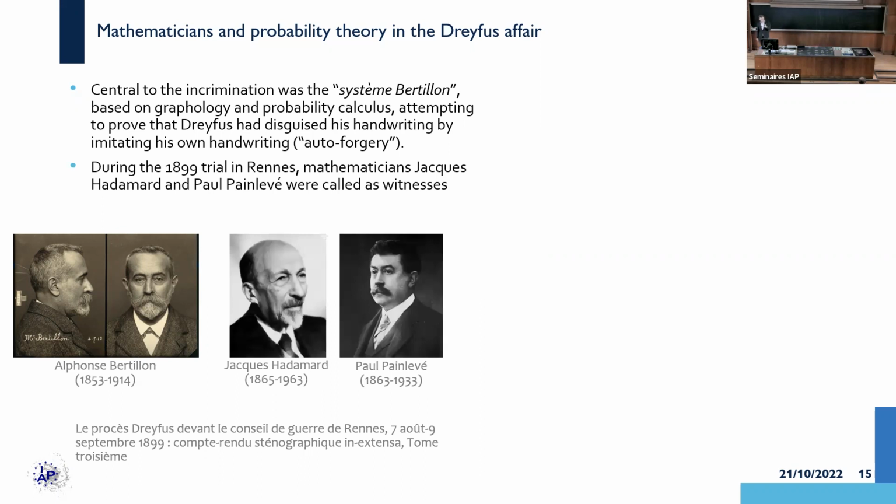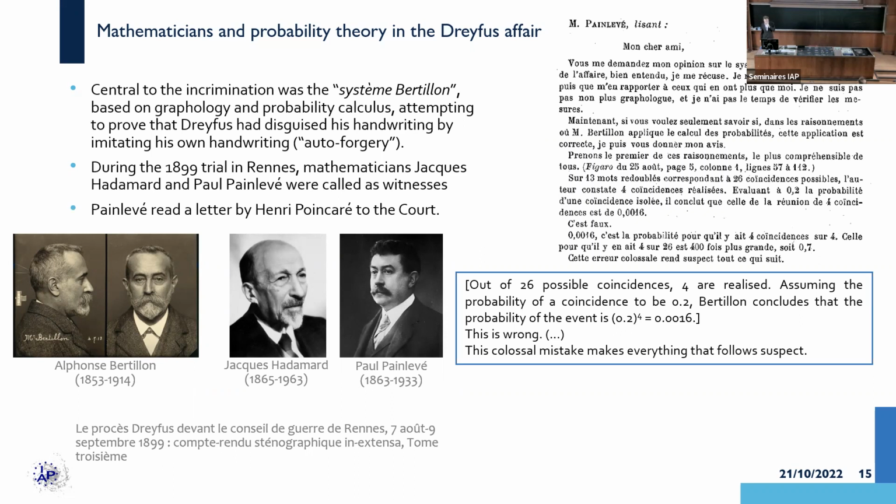So during the second trial in 1899 in Rennes, 2 mathematicians were called as witnesses: Jacques Hadamard, mostly because he had some personal links with Dreyfus, but also Paul Painlevé in his quality as mathematician. And Paul Painlevé, after that, actually became a politician and was in fact a prime minister, président du Conseil in France. So they were called as witnesses, and in particular, Painlevé read to the court a letter by Henri Poincaré. So Henri Poincaré writes to Painlevé. If you can read the French version, by the way, I invite you to read the French version rather than listening to what I'm saying here.